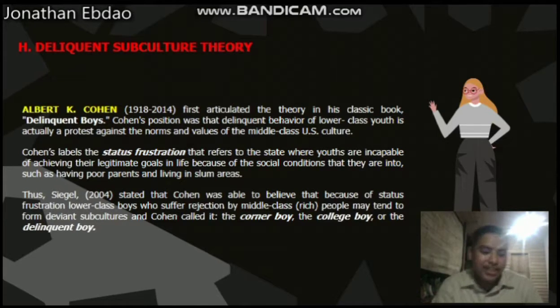Cohen's status frustration refers to the state where youths are incapable of achieving their legitimate goals in life because of social conditions, such as having poor parents and living in slum areas. Thus, Siegel 2004 stated that Cohen believed that because of status frustration, lower class boys who suffer rejection by middle class or rich people may form deviant subcultures, and Cohen called them the corner boy, the college boy, or the delinquent boy.